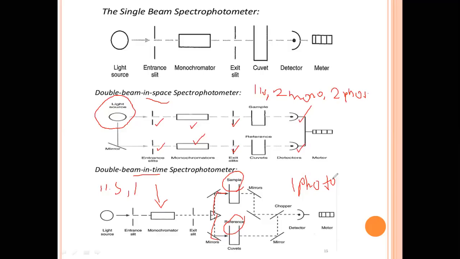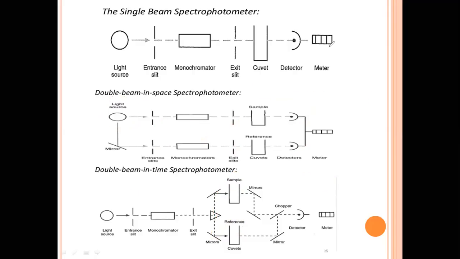However, in case of double beam in time, you only need one monochromator, but you need a chopper, or a light splitter that splits the light with interval so that it can pass through, then again splitting the light into two beams, the one passing through the sample and the other passing through the control solution or the reference material, or the standard solution. And we also need only one photodetector. Unlike the double beam in space, you'll be needing two photodetectors. Okay, so I hope you get that clearly.